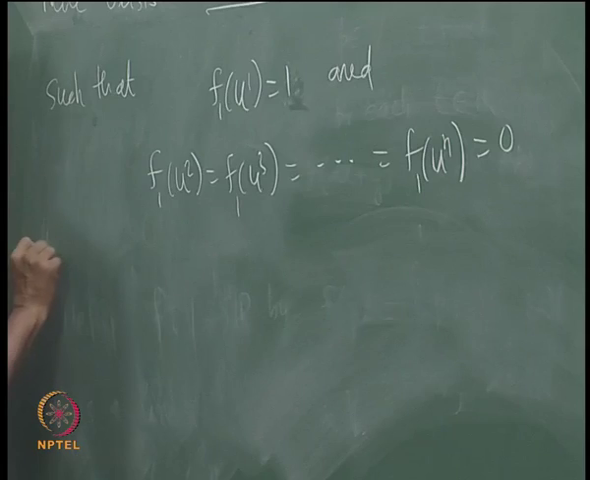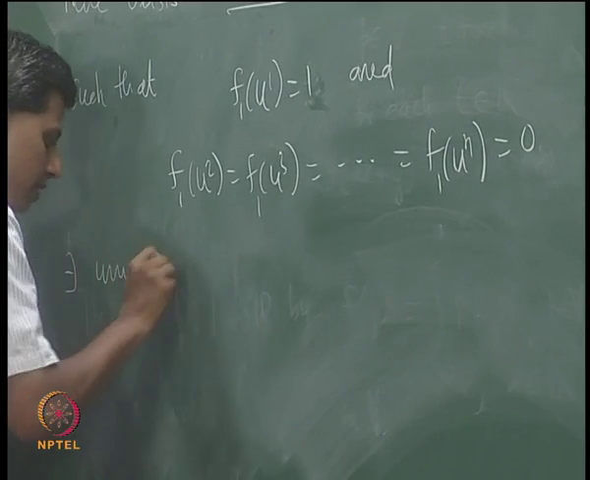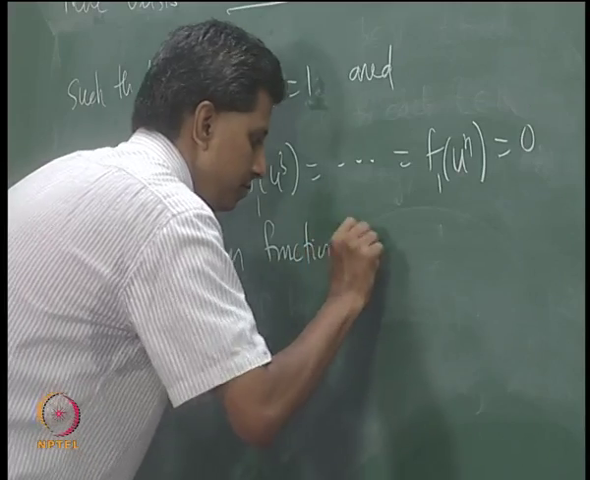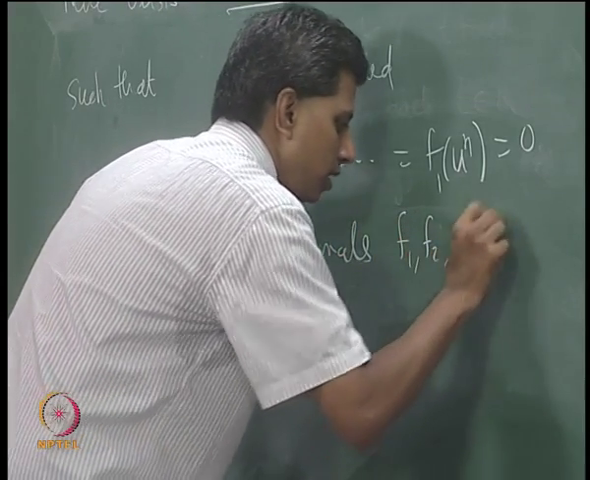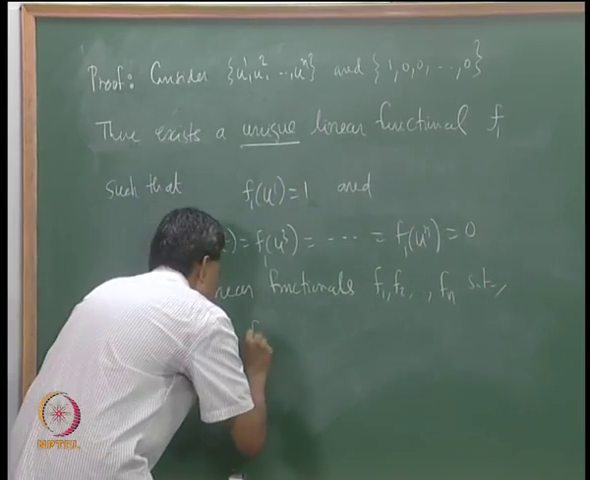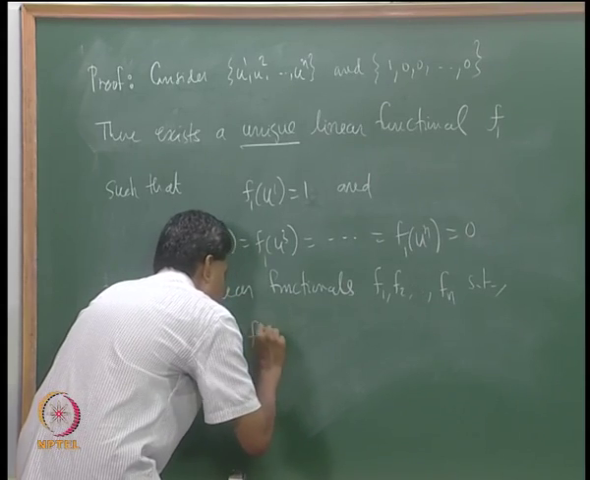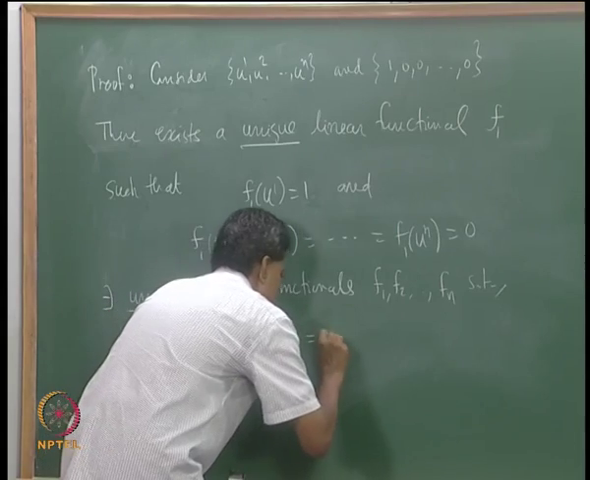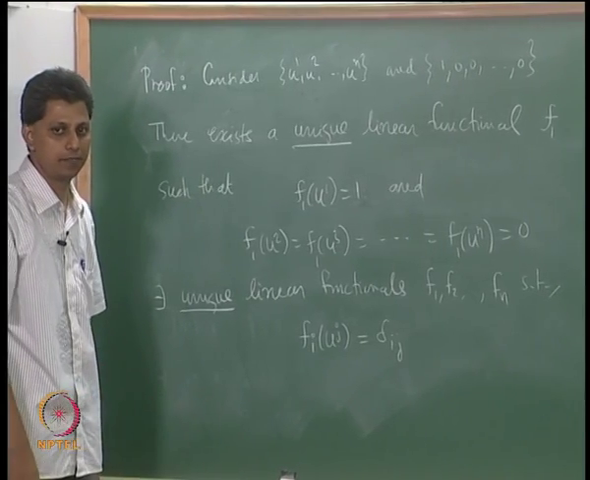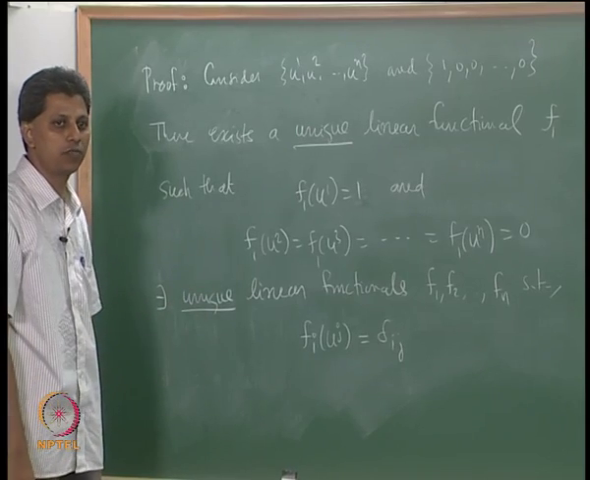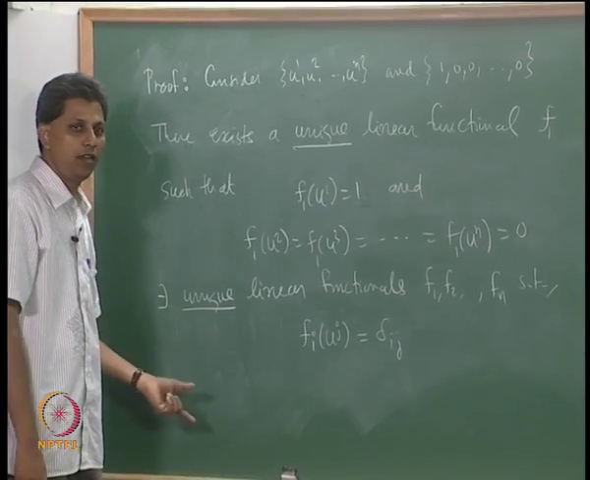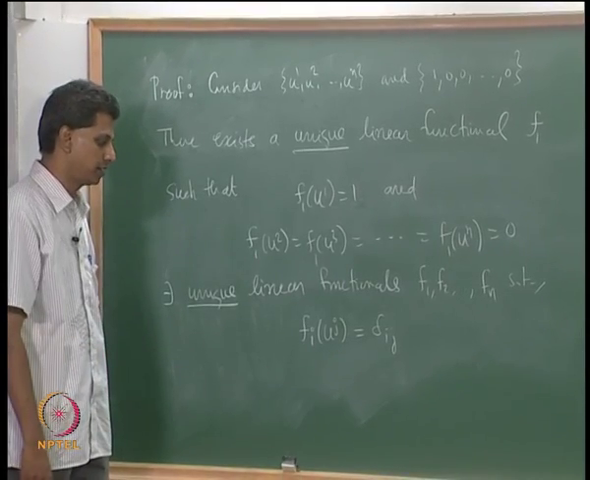In general, there exist unique linear functionals f1, f2, etc., fn with the property that fi of uj equals delta ij, which is the first part of the theorem. That is, f1 of u1 is 1, f1 of all other vectors is 0, f2 of u2 is 1, f2 of all other vectors is 0, etc.